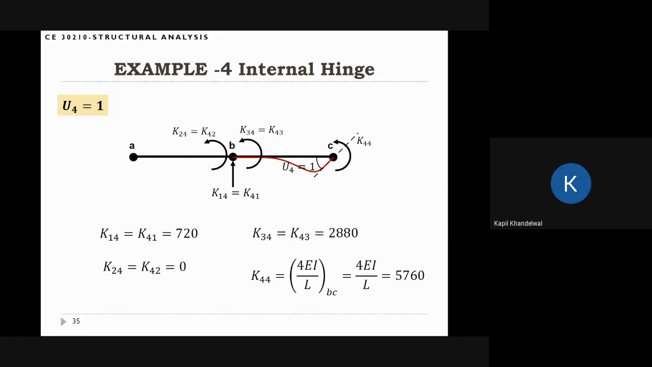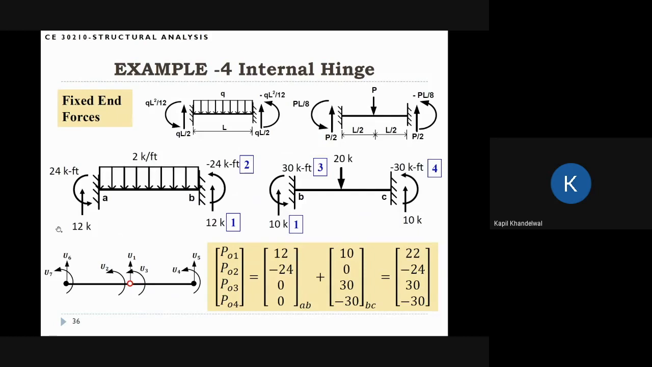And after we have these numbers, we can go ahead and solve the system. But we also have to first get the member fixed end forces, like PO, to calculate that POF vector. So to calculate the fixed end forces, the member AB has some distributed load. So we know the fixed end forces for the distributed load, and the member BC has a concentrated load at the center. And we also know the fixed end forces for that case. And this is the calculation for fixed end forces.